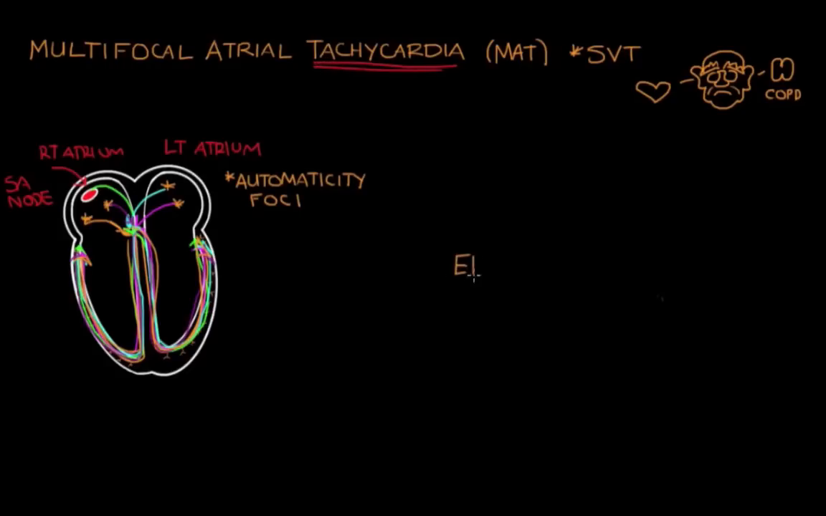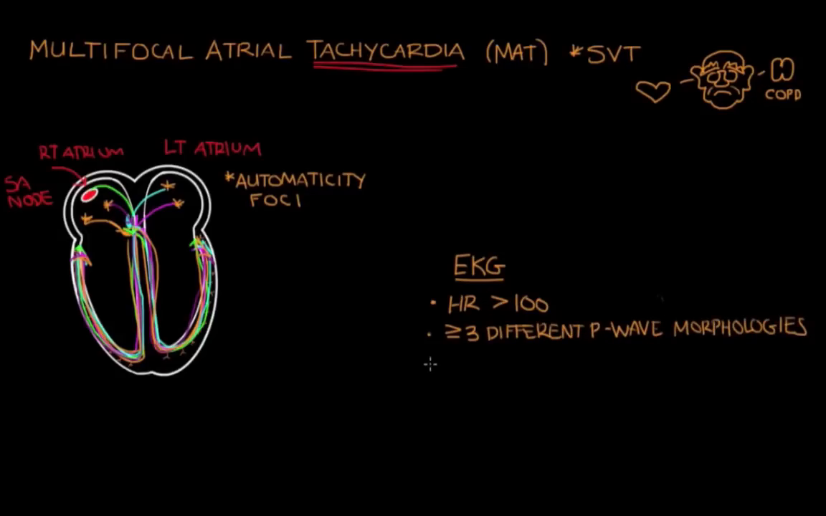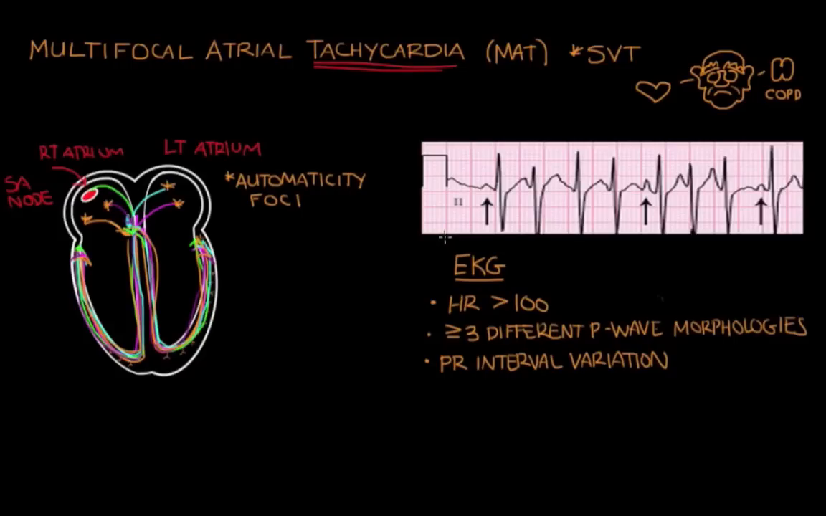On EKG, MAT can be identified and diagnosed based on three main criteria. One is that the heart rate is greater than 100 because MAT is a tachycardia. You'll also see greater than or equal to 3 different P-wave morphologies, which is a fancy word for shapes. And you'll have variation in the PR intervals, meaning that there'll be different lengths. Let's look at an EKG with someone in MAT.